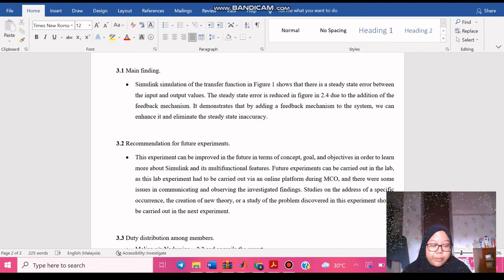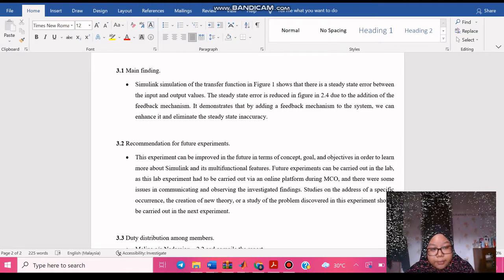The conclusion that we can make from this experiment is, for the main finding, the Simulink simulation of the transfer function in figure 1 shows that there is a steady state error between the input and output values. The steady state error is reduced in 2.4 due to the addition of the feedback mechanism. It demonstrates that by adding a feedback mechanism to the system, we can enhance it and eliminate the steady state inaccuracy.